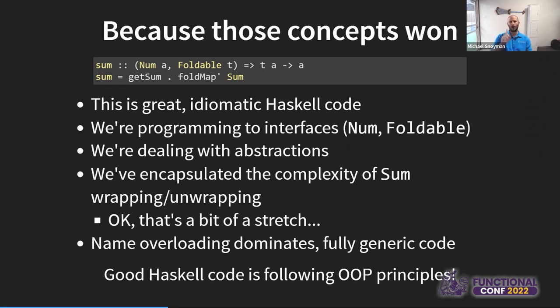The sum function now works on any combination of Num types and Foldable types. The foldMap in there works on any kind of combination of monoids and Foldable. Sum works on any kind of a monoid. So instead of having to define things multiple different times, we're able to define this one function based off of reusable components. So I would argue that this piece of code, which I think most Haskellers, because you can't say all Haskellers for anything, most Haskellers would say, this is really good idiomatic Haskell code. And I'd argue it is following object-oriented principles, which really means people are going to be pissed at me right now.